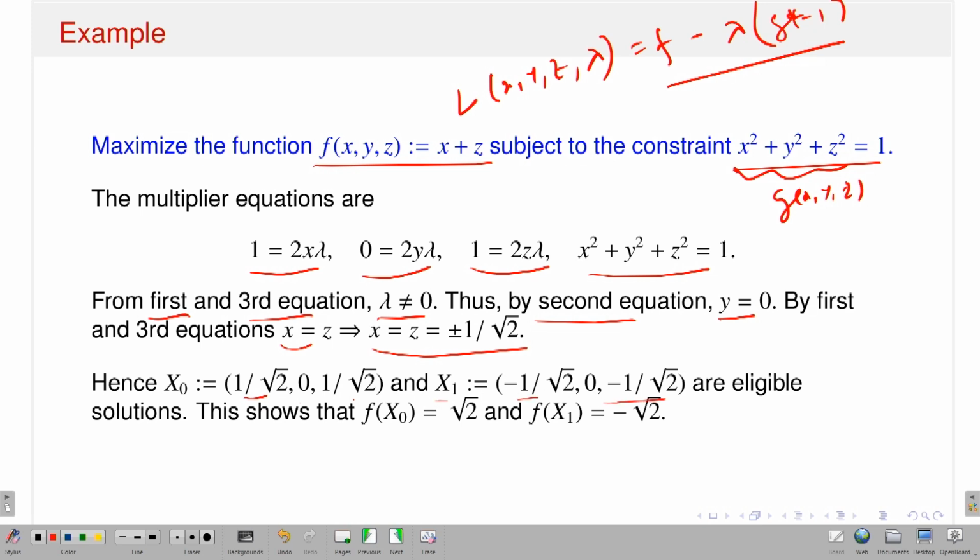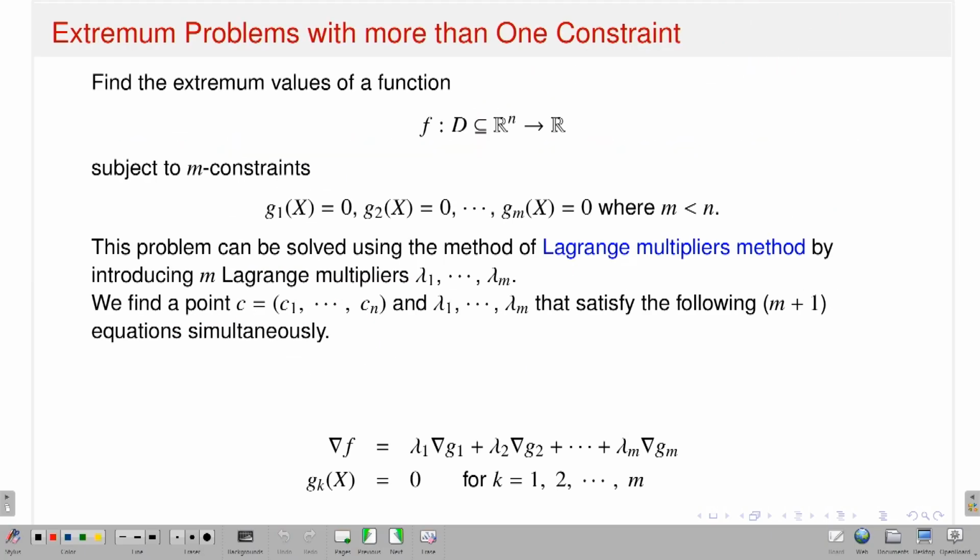These are the eligible solutions, and you have to just evaluate your functions at those points. So, this will give you square root 2, and this will give you minus root 2. So, this is the maximization. That is how you have to handle those kinds of problems.